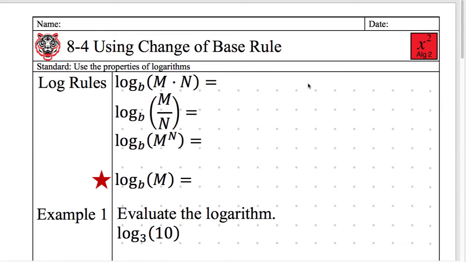All right, so Algebra 2, Lesson 8-4. Today's date is Monday, April 22nd, 2019.